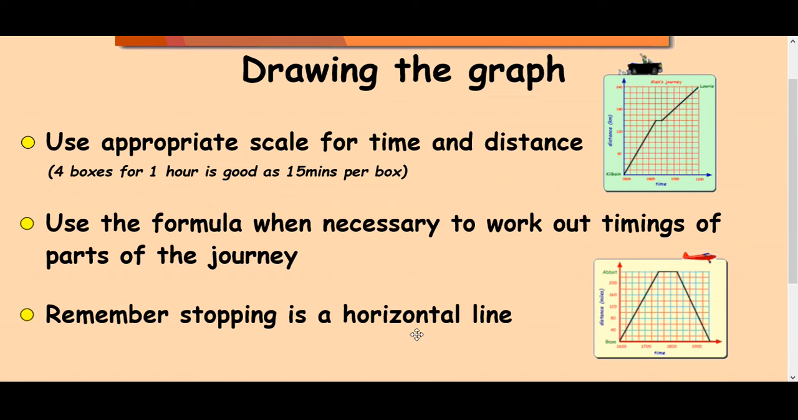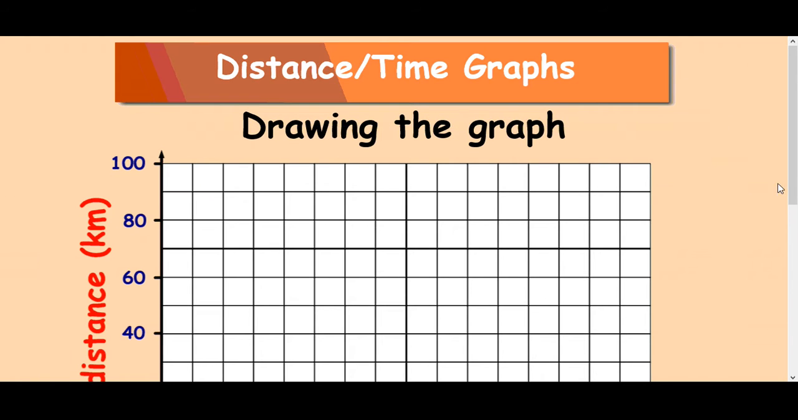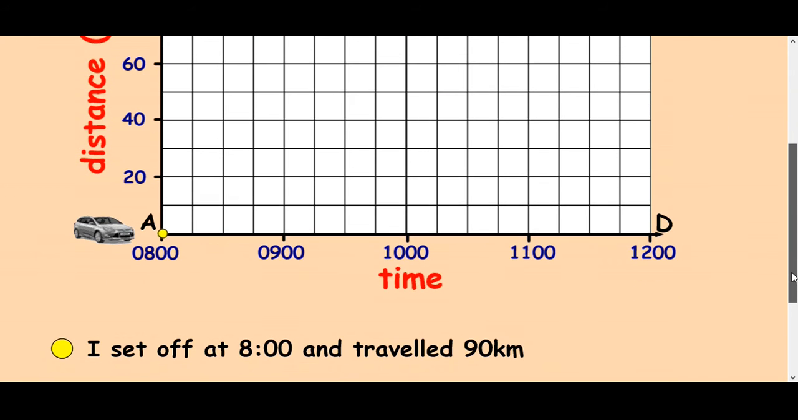A couple of things to remember in this bottom point. Horizontal lines mean you've stopped, and lines going back down mean you're returning back to where you came from, basically. So let's have a look at this. The first one I'm going to look at is here.